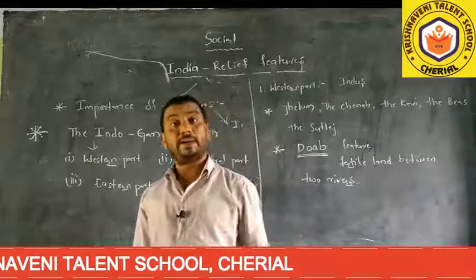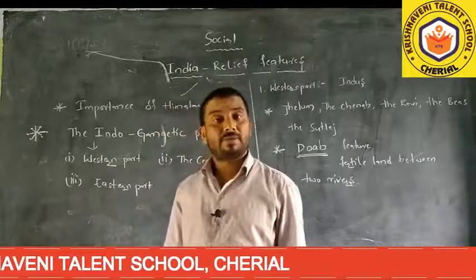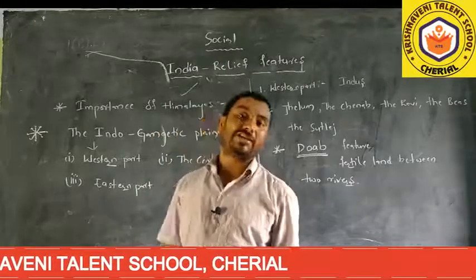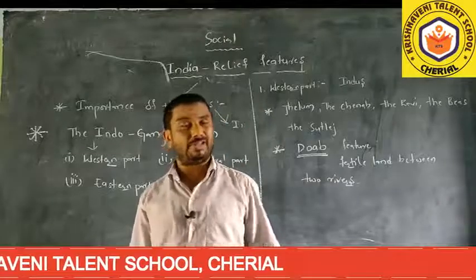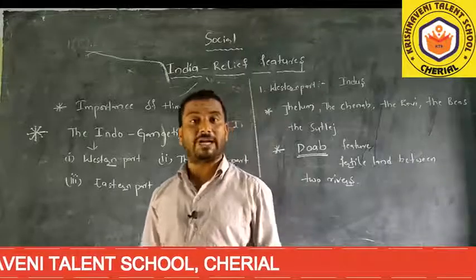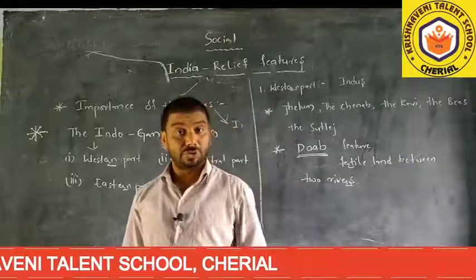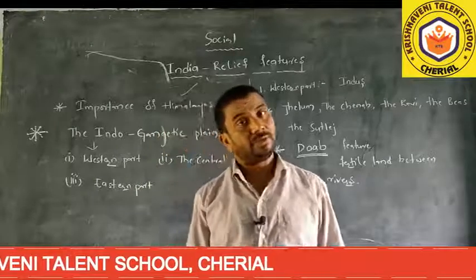These are the important aspects of the Himalayan mountains. The Shivalik ranges and the Lesser Himalayas have good wildlife and natural vegetation: many plants, trees and wood. Many forest products are available in the Himalayan mountains. So these are the importance of the Himalayan mountains.